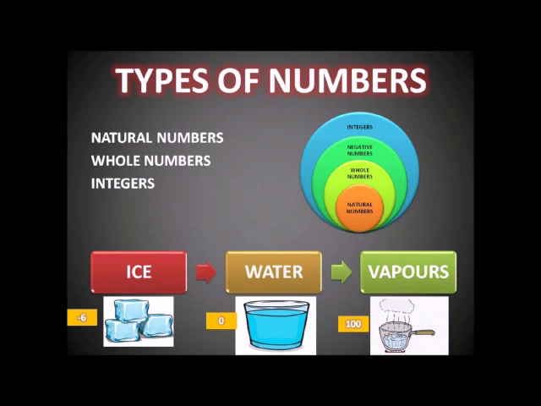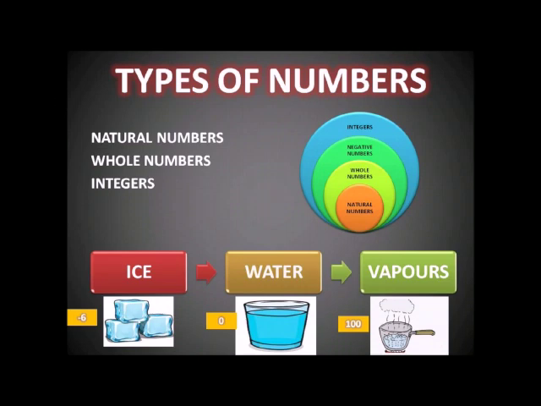Now, if we start heating this to convert it into water, it will reach a temperature of 0 degree and then it will start melting. So for this, we needed a whole number. And if we heat it further to form water vapor, it reaches a temperature of 100 degrees Celsius and the water vapor starts evaporating, which is a natural number. So we need different types of numbers in our day-to-day life to describe different quantities, different temperatures, different percentages, etc.